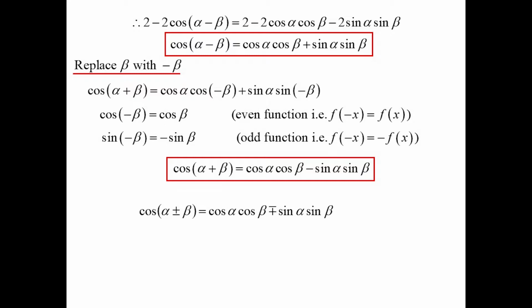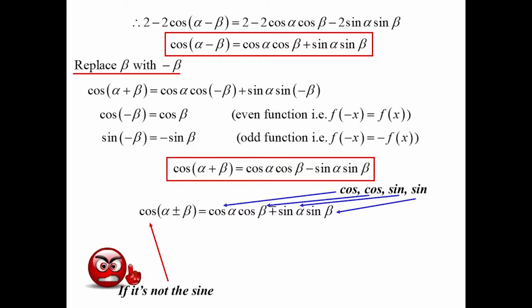Of course, the way I prefer to remember it is to simply go cos cos sine sine, you see, because we know that pattern will be the same in both of them. Cos cos sine sine. If it's not the sine, no, it's not the sine, it's cosine.